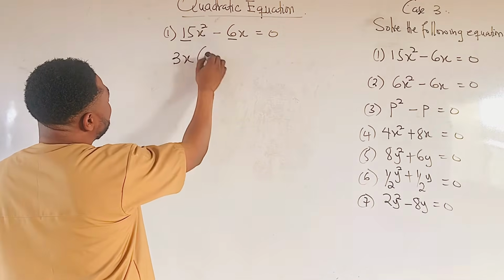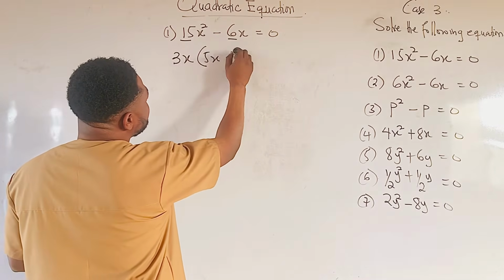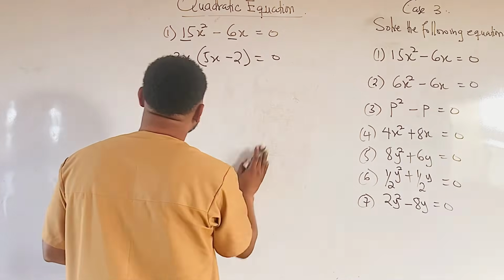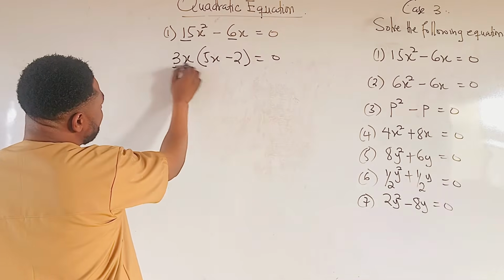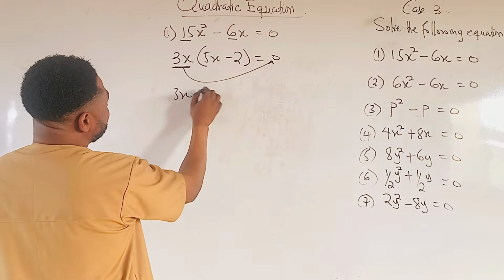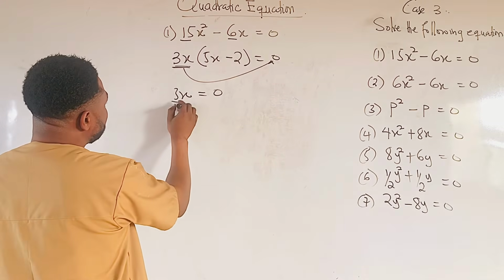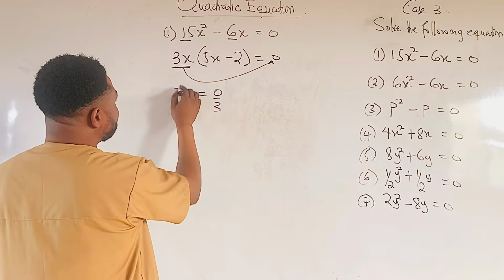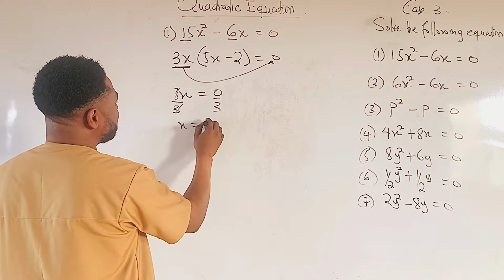So we are going to have 5x minus 2 equal to 0. At this stage, we pick the 1 outside the bracket, then we equate it to 0, then we solve for x. So we have 3x equal to 0. Divide here by 3, divide here by 3. So x will be equal to 0, alright?